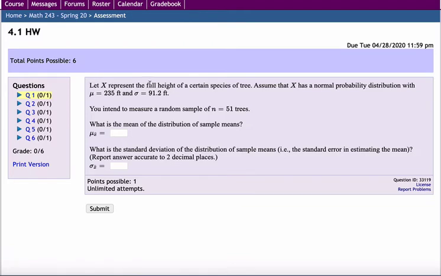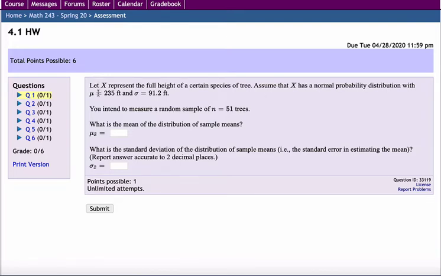The prompt, they tell you that x represents the full height of a certain species of trees. Fine. Assume that x has a normal probability distribution with mu equals 235 and sigma equals 91.2. What's going on here is the height of one individual tree is normal. The parent distribution is normal.